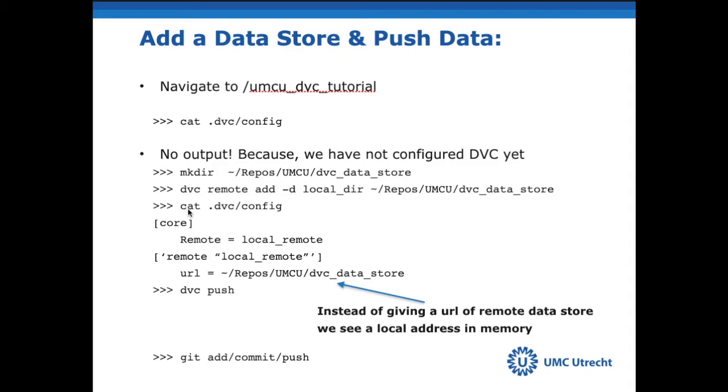And then when you apply the cat command to the configuration file, you would see that it's a kind of mocking your remote repository with a local repository, which you have called local remote. And here you would see, instead of attaching a URL to this repository, it's basically attaching the address of your directory. And then you apply the push command.